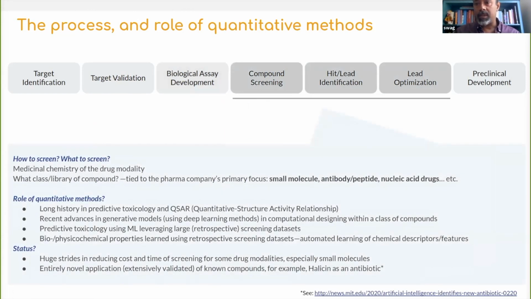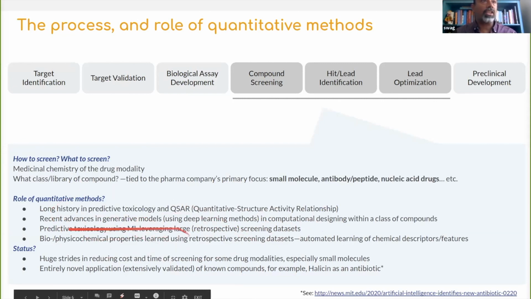A lot of time in the pharma world is spent on these three processes, from compound screening to lead optimization and the identification steps. And here, quantitative methods in general have a long history. So I don't want to be pro-hype on machine learning and AI. Quantitative structure activity relationship has been used in the industry for a very long time. However, the recent advances in generative models using deep learning methods and computational design within at least a class of compounds has shown moderate to encouraging success. And predictive toxicology in general, because of a lot of data that has come out and is beginning to get shared, machine learning traditionally is very good at characterizing complexity. So at least retrospective screening data sets have been used to enable predictive toxicology across the industry.